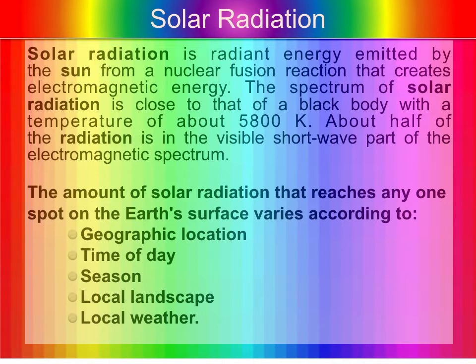The amount of solar radiation that reaches any one spot on the Earth's surface varies according to the geographic location, that is latitude and longitude, time of the day, morning, noon, evening, season, summer, winter, and local landscape, meaning high altitude or low altitudes like mountain terrains, and local weather, the existing weather patterns, clouds. So all these parameters decide how much sunlight we receive.